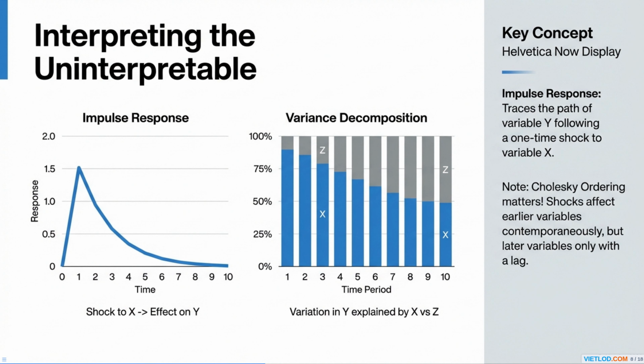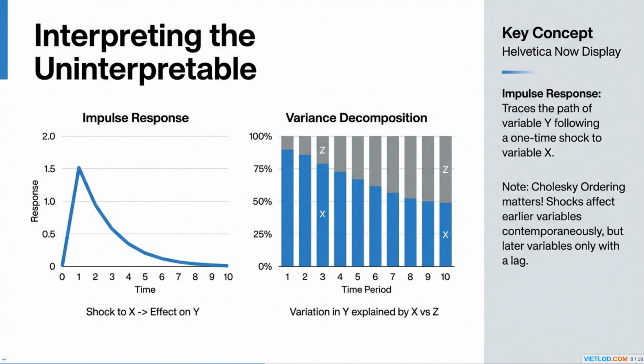Once we have a well-specified and stable model, we need to interpret the results. This is often done using two key tools. The impulse response function, or IRF, is a primary tool for interpretation. It traces the effect of a one-time shock in one variable on all other variables in the system over time, as shown in the left graph, where a shock to X has a decaying effect on Y.